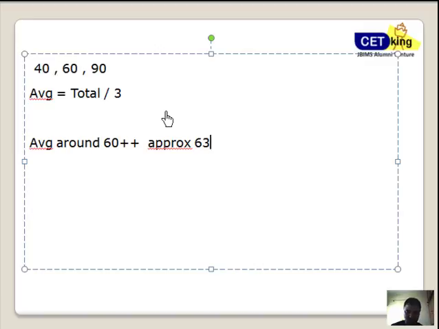Chalega? So what I'm trying to say now is avoid pen. As much as possible, if you look at the option, most of the time you can approximate. So that's exactly what I want you to do. I want you to do approximation wherever possible.